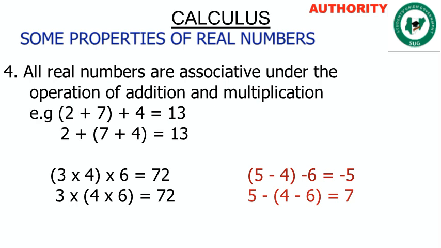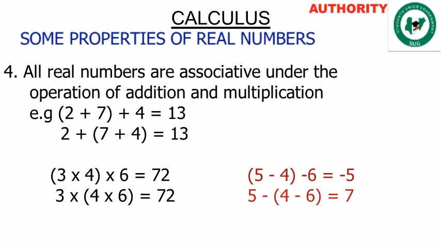Now let's go to multiplication. We have 3 times 4 in bracket times 6. It will give you 3 times 4, that is 12. Then 12 times 6, that is 72. Okay? Good. Alright, let's take the bracket to the other side.